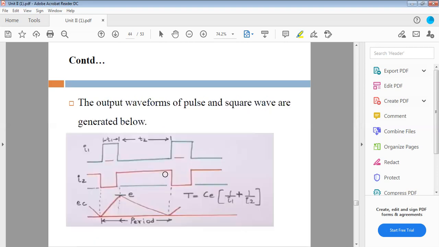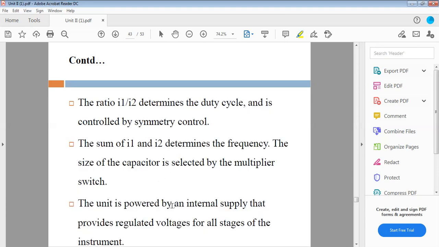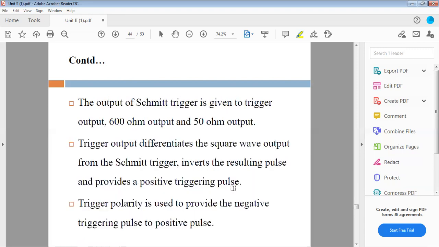Next, the unit is powered by an internal supply that provides regulated voltages for all the stages of the instrument. Internally, we have a regulated power supply which supplies power for all the stages of the instrument. So this is about the pulse and square wave generator.